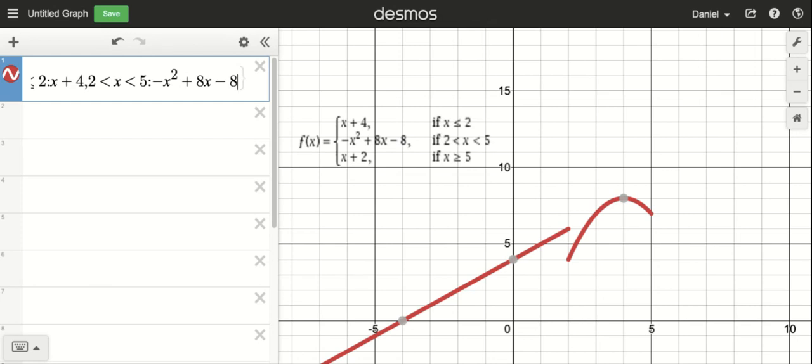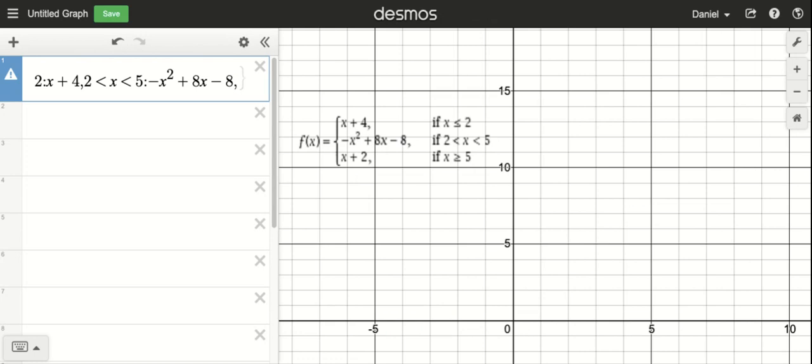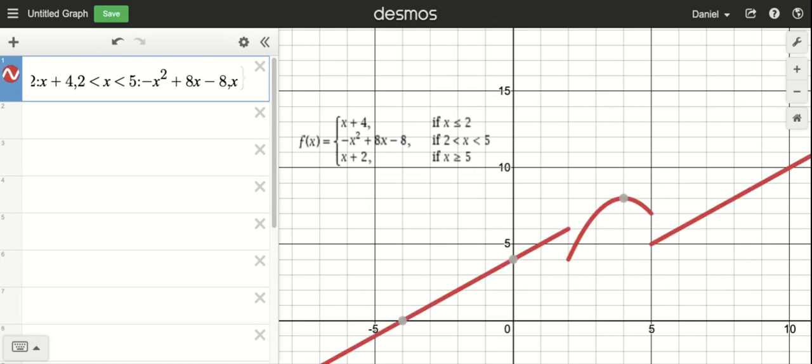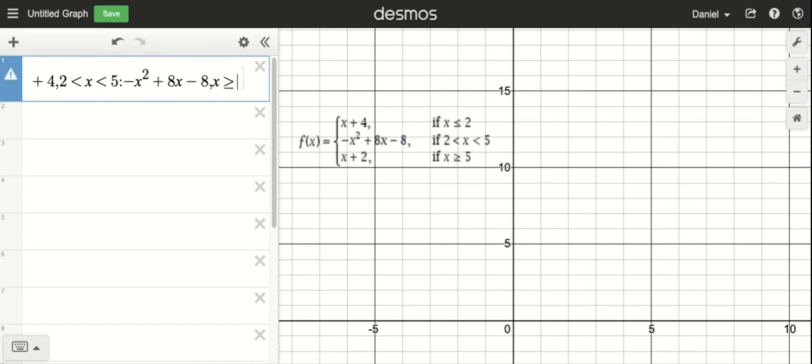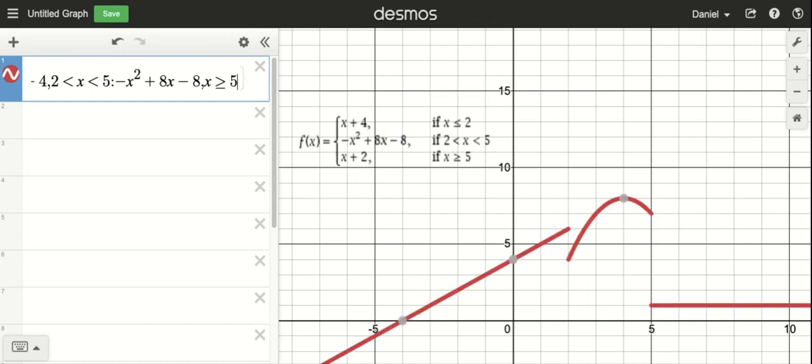I'll continue with the final section of this piecewise function. Remember, each section of the piecewise function, so each pair of subdomain and then function rule, is separated by a comma. And then the subdomain and function rule for the next section is separated by a colon. So I will type x is greater than or equal to 5. If you happen to be using a Mac, you can use option period for that greater than or equal to sign. You could also, of course, use a greater than and then press equal to.